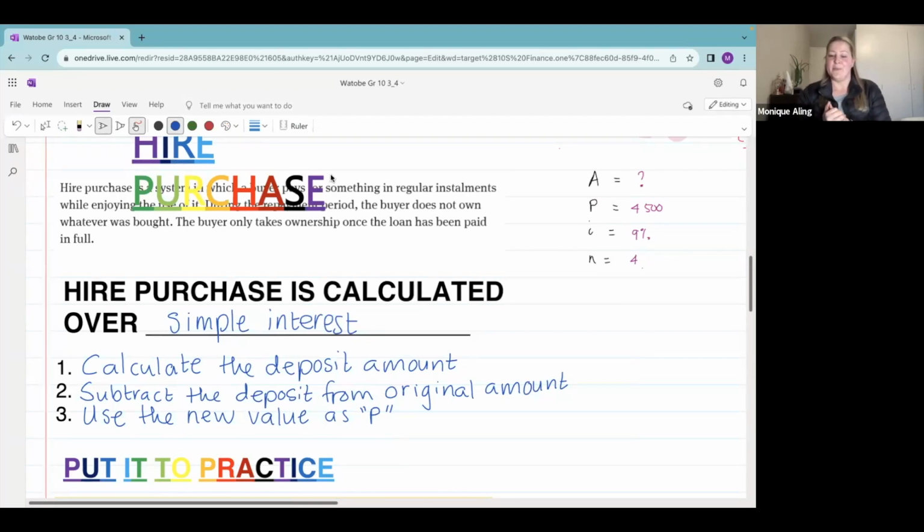Okay, how are we feeling about this? Are we ready to try a question? Put it into some practice. Let me know in the chat, guys. How does it feel? Do you know what a deposit is? What is a deposit? Who can tell me what a deposit is? Because that's our very first step. Calculate the deposit amount. Tiana, yes.